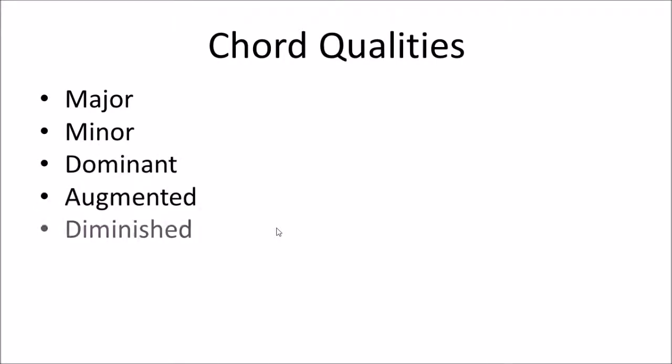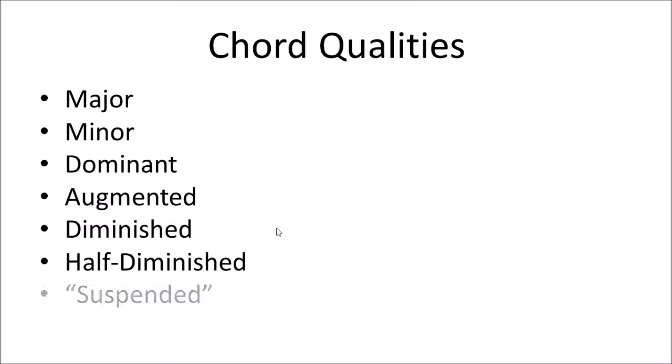Chord qualities can be major, minor, dominant, augmented, diminished, or half diminished. And there's also a quality of suspended, but we'll talk about that a little bit later. These names are what tell us what intervals the chord has. Every chord is based on a formula of certain intervals, and these qualities and extensions will tell us what notes are in this chord.